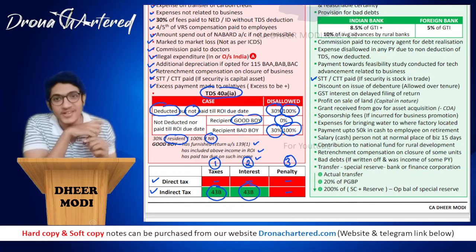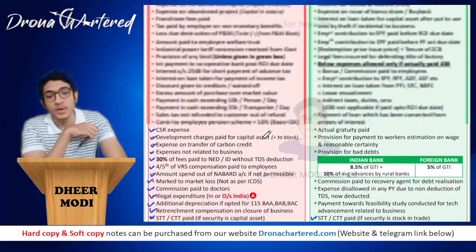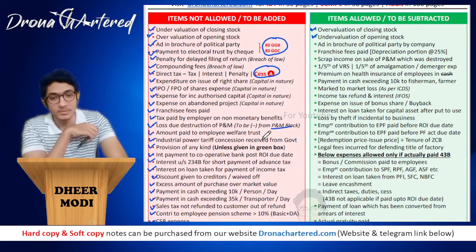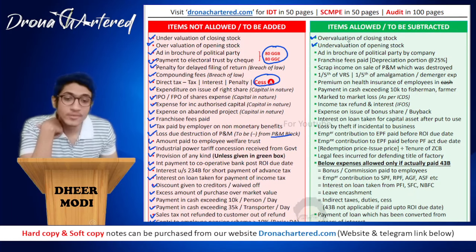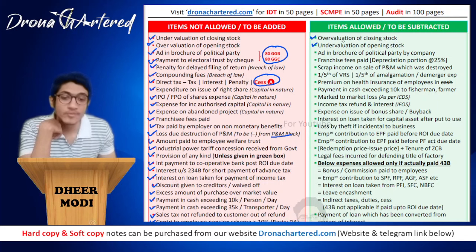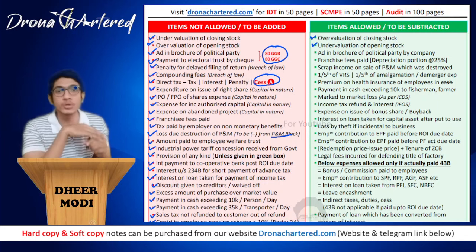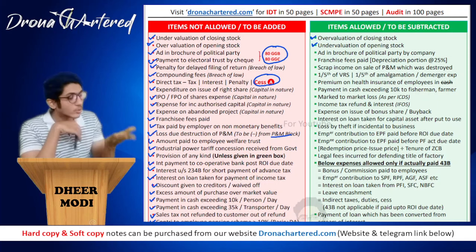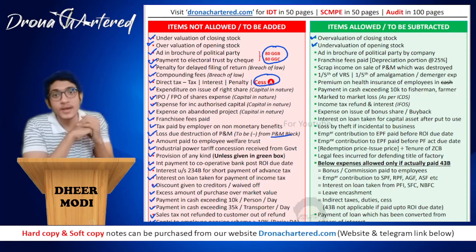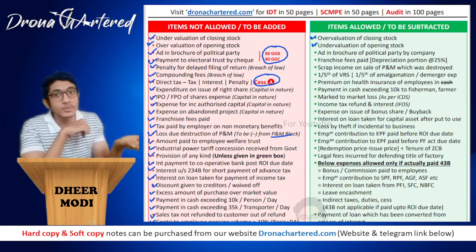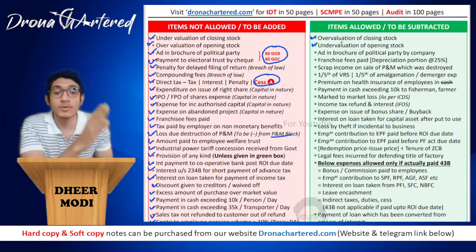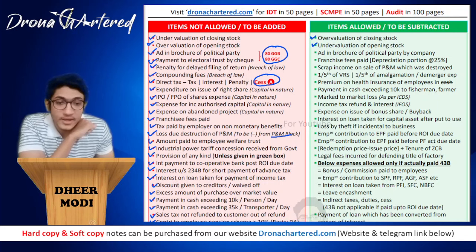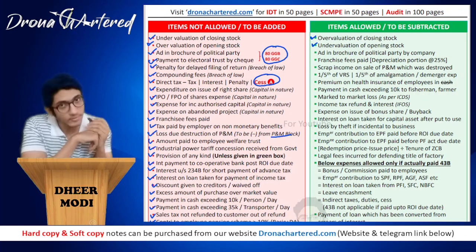Okay, so now let's go ahead with the items that are allowed, all the items that can be subtracted. So we did this overvaluation of closing stock and undervaluation of opening stock. That means if you have overvalued your closing stock, you have shown higher income, so you will have to reduce this income. Therefore, any overvaluation of closing stock has to be subtracted, and undervaluation of opening stock will also have to be subtracted.